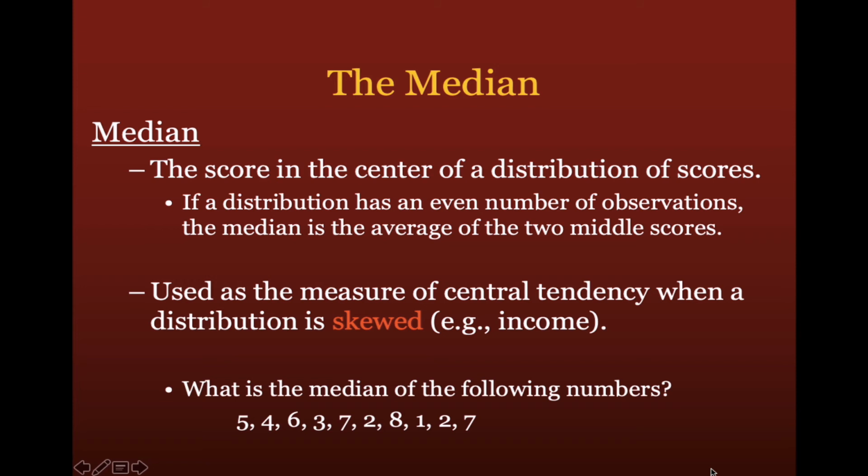So a simple way to calculate the median is to put all your scores in order from lowest to highest, and then get the middle number. When there is an even number of scores, you take the average of the two middle scores, and that would be your median. When it's odd, you just take the middle number.